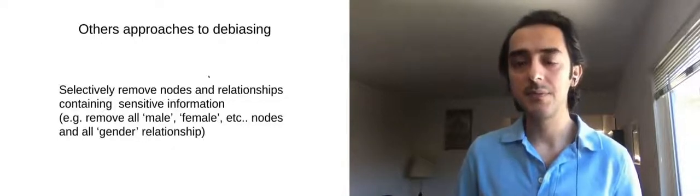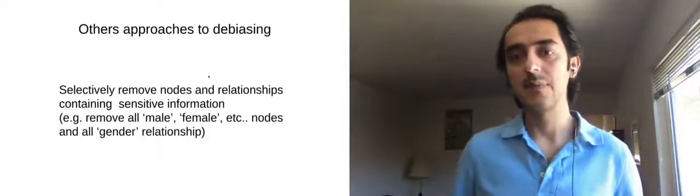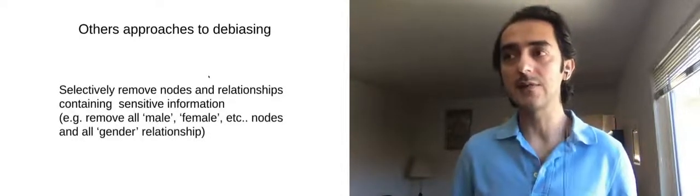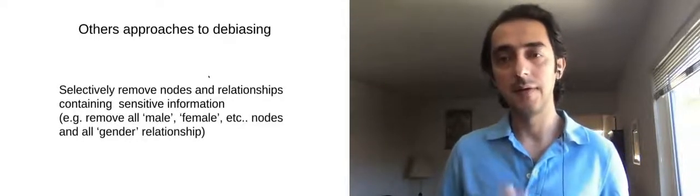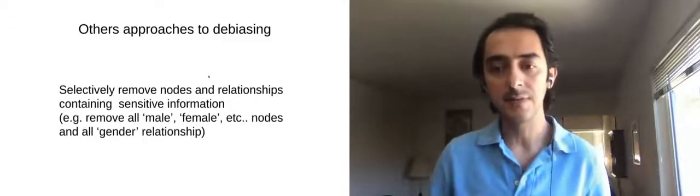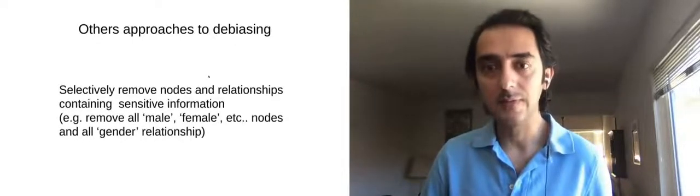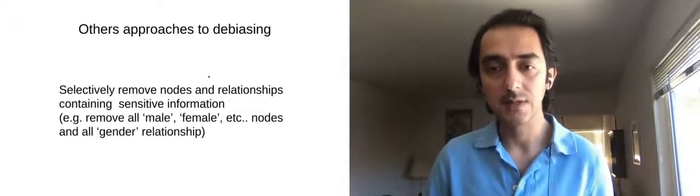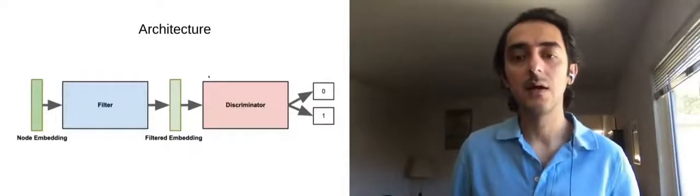And there have been a couple of other approaches that look at debiasing the information from knowledge graphs. They selectively remove nodes, or they selectively look at the edges and aim at debiasing through such relations. But it is not as effective, because even if you debias with respect to gender, the relation gender can be predicted from other relations because there is high collinearity in the dataset. So we take a different approach.